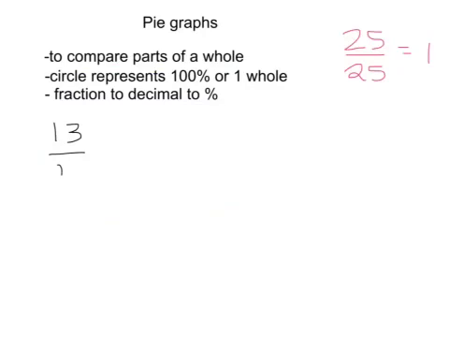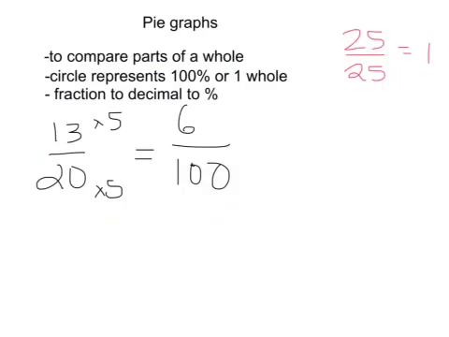13 over 20. How would you find out the decimal or percent? Any ideas? Pause it here and let them share their ideas. So what I'm hoping is that you recognize that 20 was a multiple of 100, and you could have used your common denominators. We could have said times 5 and times 5 is 65, and that's a lot easier to get our decimal.